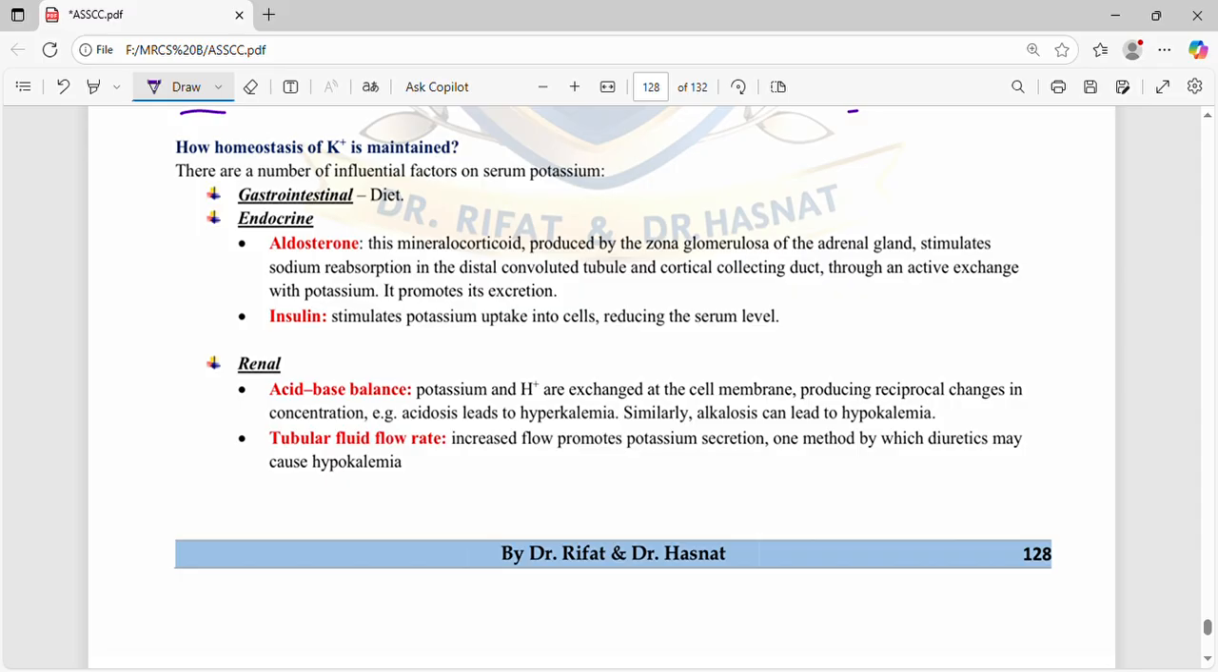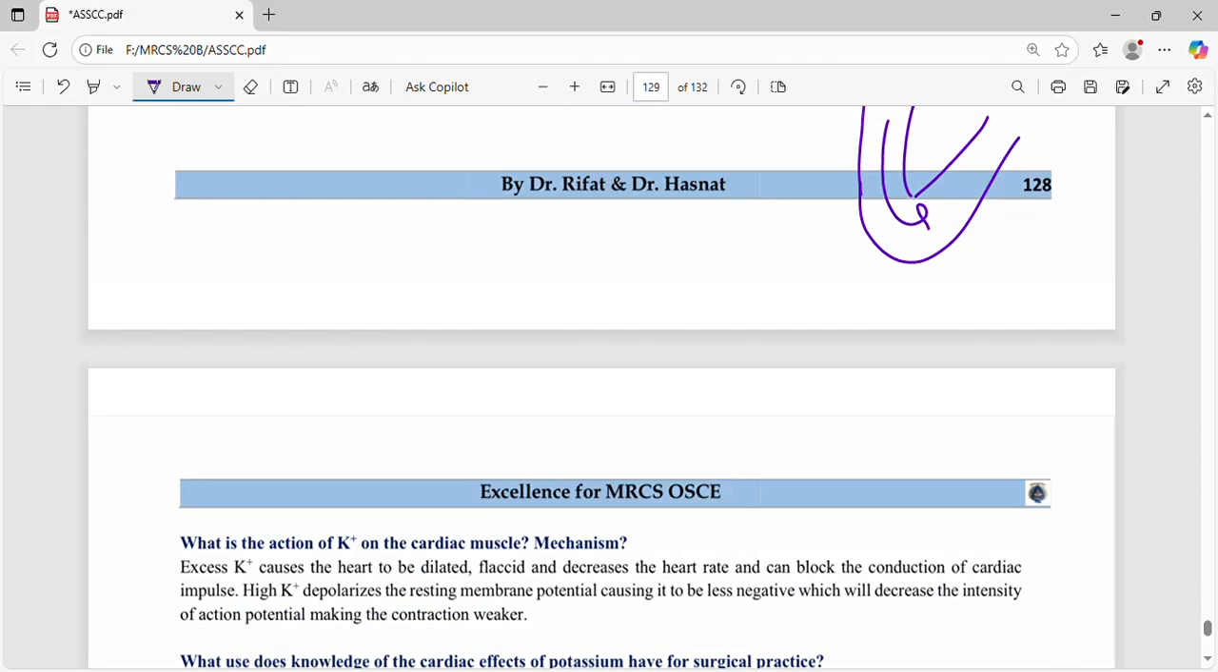Insulin stimulates potassium uptake into the cell, reducing serum level. Renal acid-base balance: potassium and hydrogens are exchanged in the cell membrane, producing reciprocal changes in concentration. Acidosis leads to hyperkalemia. Similarly, alkalosis can lead to hypokalemia. Tubular fluid flow rate: increased flow promotes potassium secretion, one method by which diuretics can cause hypokalemia.